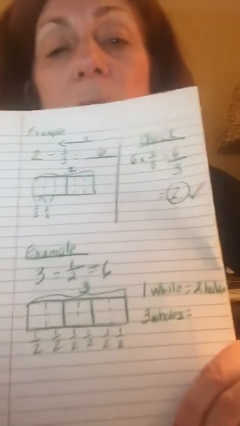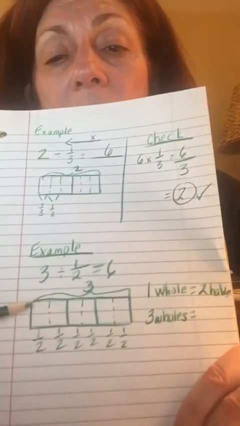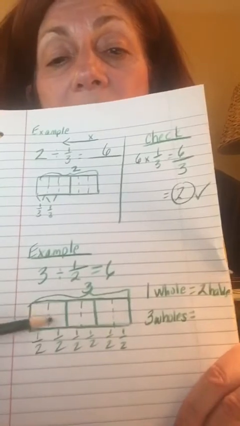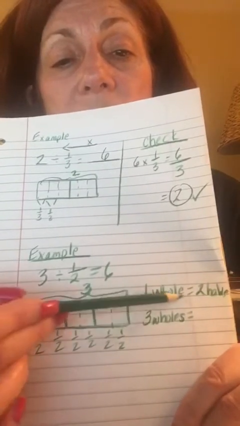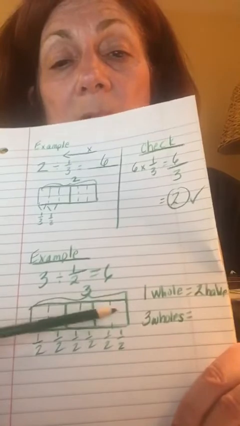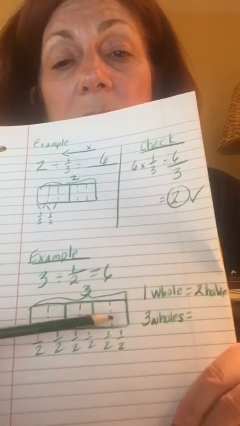So 1 whole equals 2 halves, but I have 3 wholes. To show you that, here's 1 whole, and you all see that there's 2 halves. 1 whole equals 2 halves, so if you have 3 wholes, you've got 2, 4, 6. So you've got 6 halves.